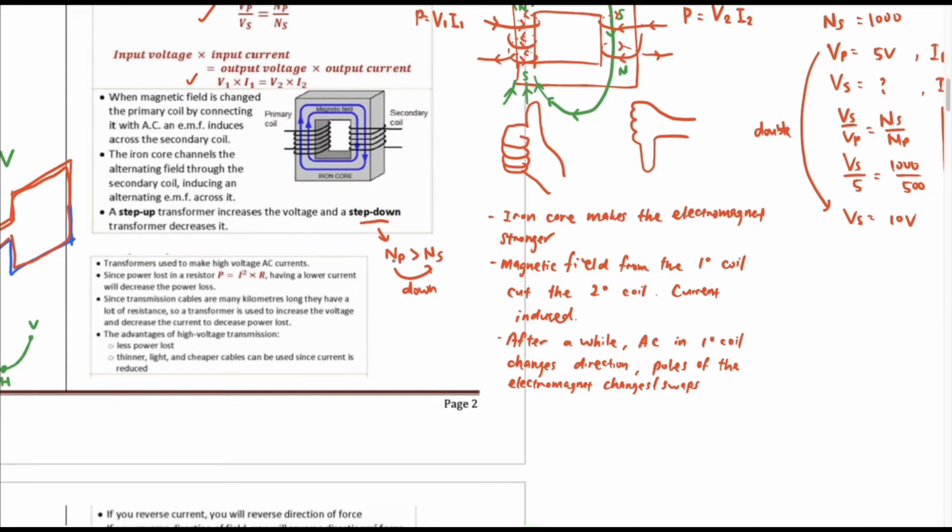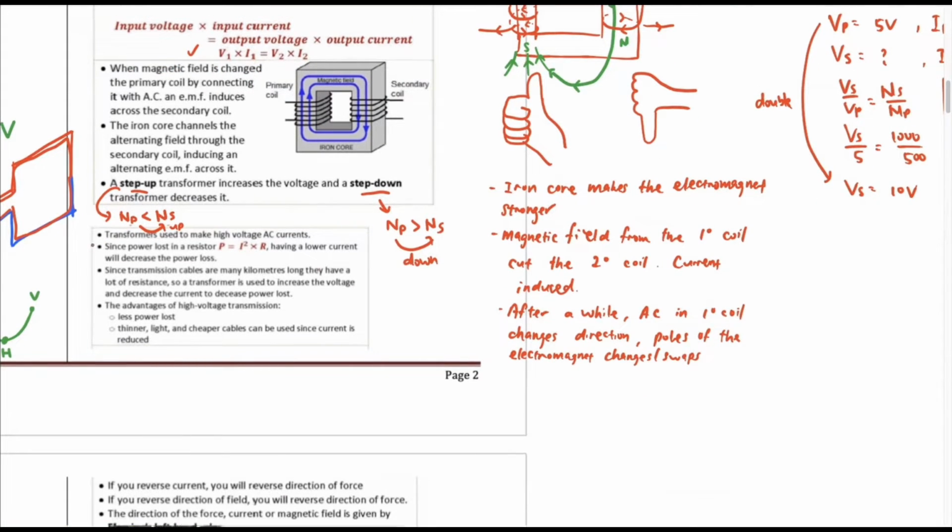For step up, the number of turns in the primary coil will be less than the number of turns in the secondary. Okay, yes, correct. So where you can see it go up, when the turns go up, the voltage goes up. So that's a direct relation. Okay, so that's the thing.